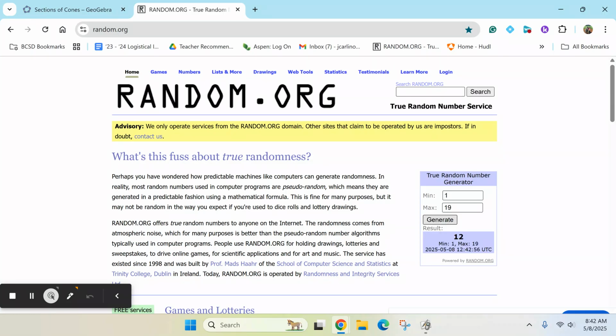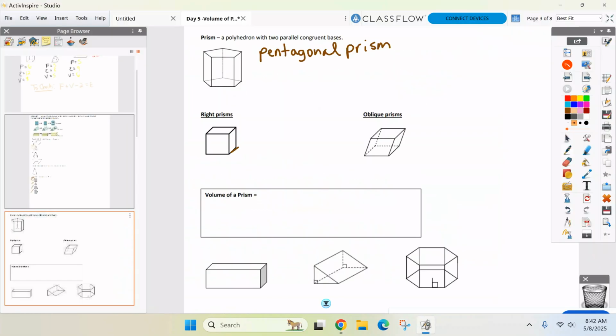Let's keep it going. Volume of a prism. Hayden? Okay, here we go. Let's talk here. Now notice it's capital B and H. All right, let's talk here.